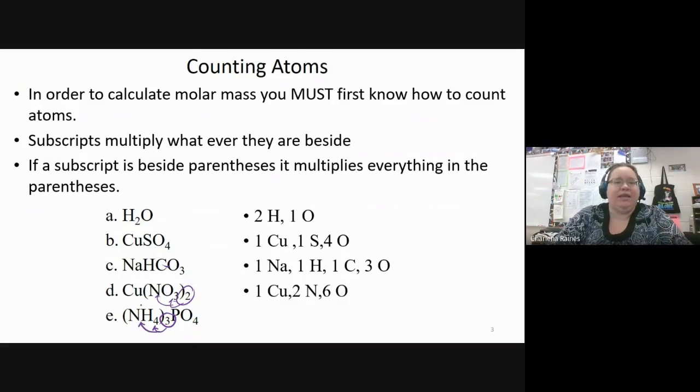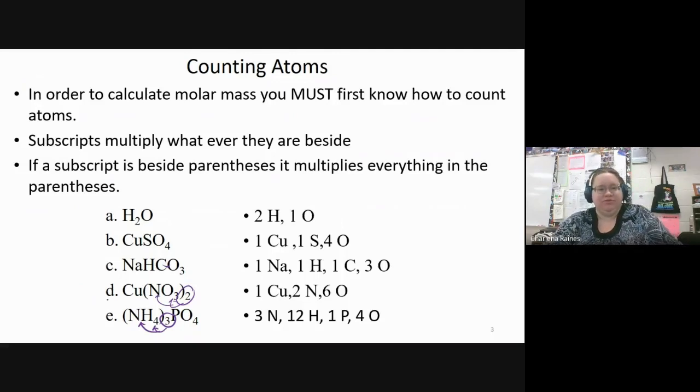So if we're looking at ammonium phosphate, we've got 3 nitrogens, 3 times 4, 12 hydrogens, 1 phosphorus, and 4 oxygens. I find some students find it very useful to have that little arrow to remind them that they need to multiply in.